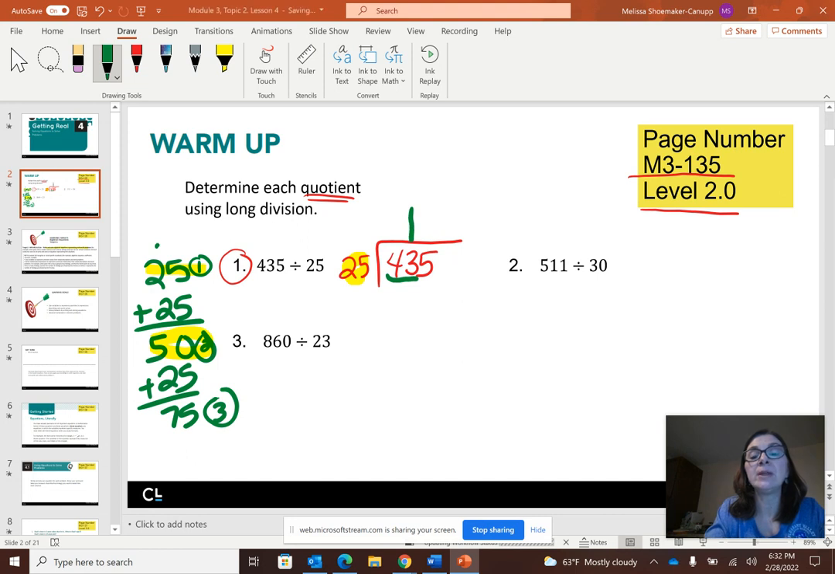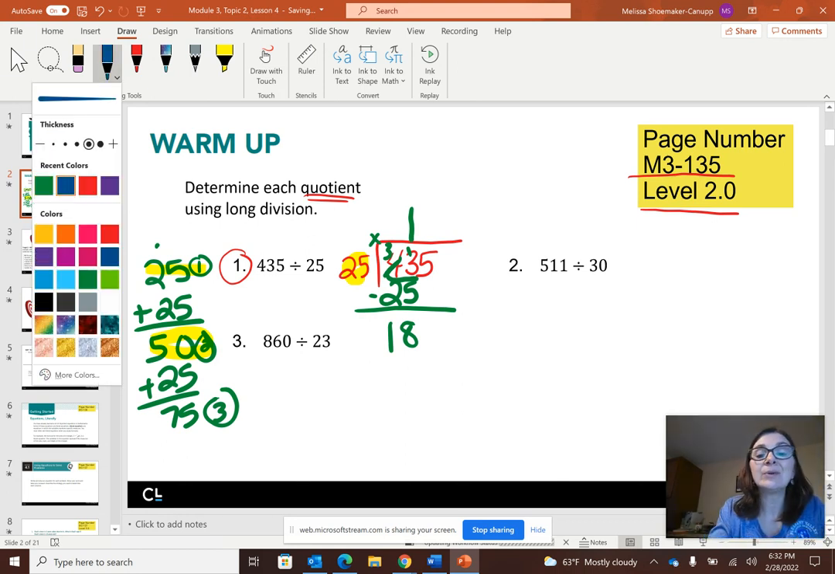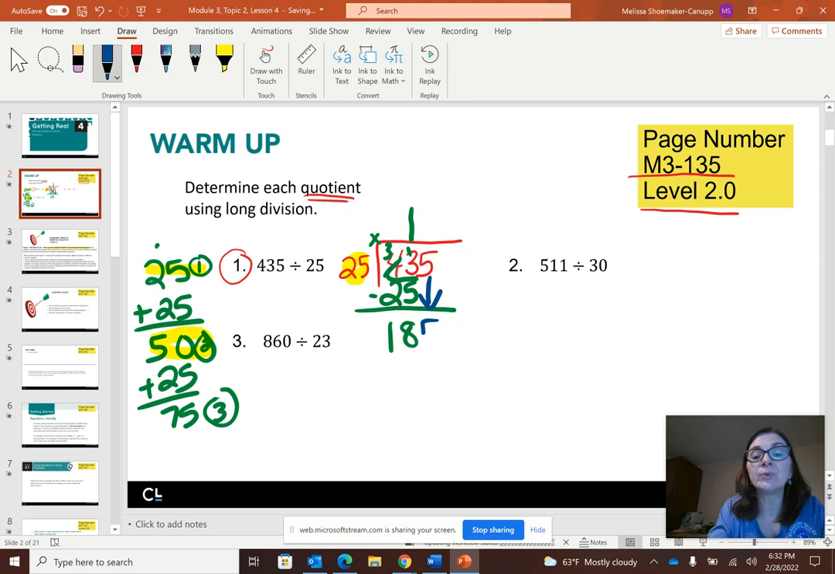So I'm going to put a 1 above the 3. I know that 1 times 25 is 25. I subtract. Got to borrow there. So 13 take away 5 is 8. That 4 becomes a 3 because I borrowed. 3 minus 2 is 1. Now, we're not done yet. We got this 5 hanging out over here. We have to bring it down.